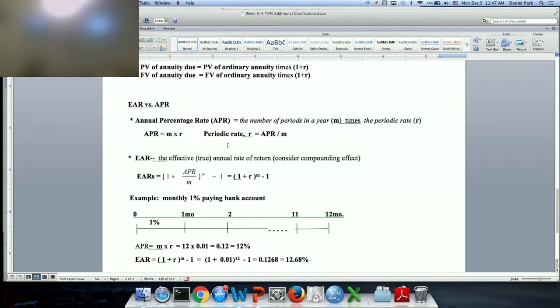Easy numbers. Suppose APR is 12%. If you want the monthly rate, then 12 divided by how many months in a year? We have 12 months in a year. That equals 1%. This is R, so monthly 1%. If we already know APR is 12, then dividing by 12, APR over M, you can get the monthly rate R.